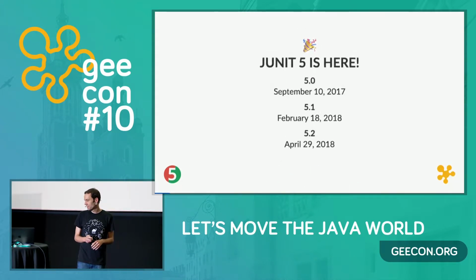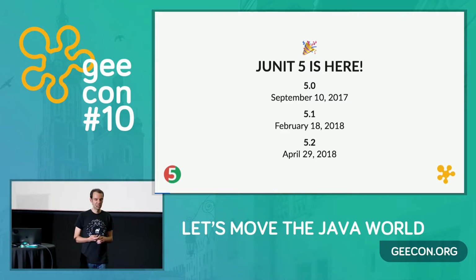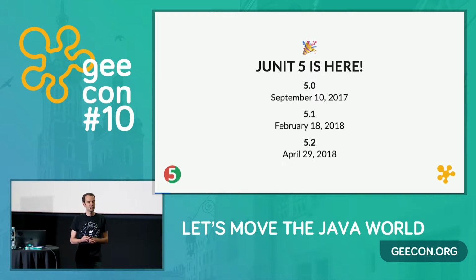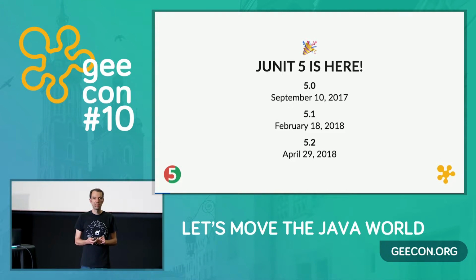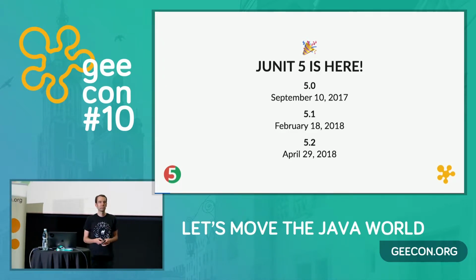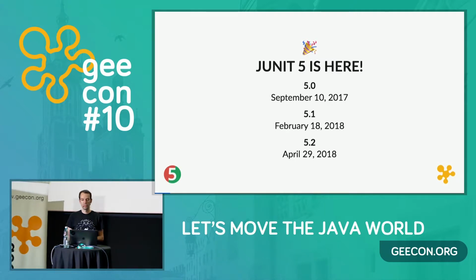All right, so the good news is JUnit 5 is finally here. We started it in 2015 with a crowdfunding campaign and finally released it after 2 years of work last September. That was a 5.1 release in February, and 5.2 was just recently released end of April. And we'll try to keep up this pace and do a minor release every few months and introduce new features as we go.